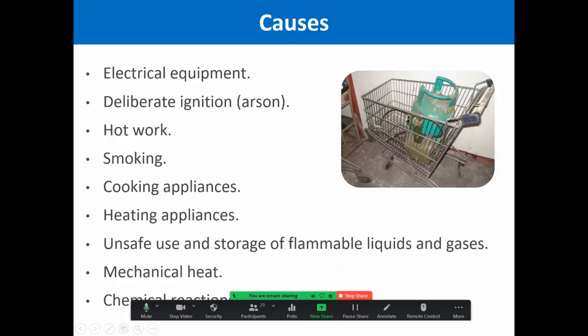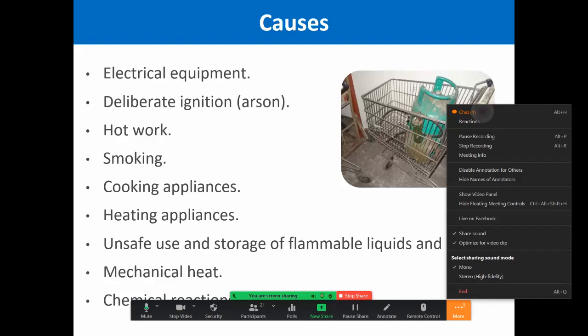The causes here are electrical equipment. How are they a cause? Obviously, if electrical equipment is not maintained properly, it might be sparking, generating sparks. Those sparks have sufficient energy to cause a fire. Or if electrical equipment gets overheated, if there is too much load on the electrical circuit, it becomes overheated, and that excessive heat is dispersed into the environment and it can cause fire.